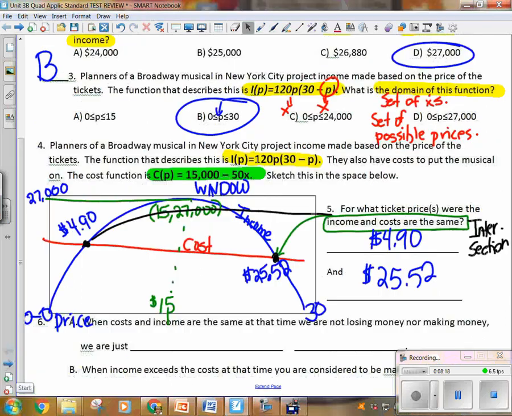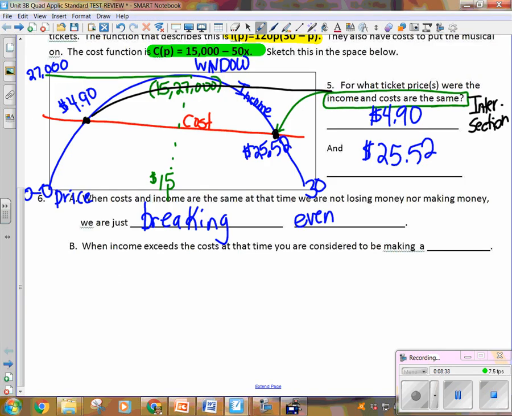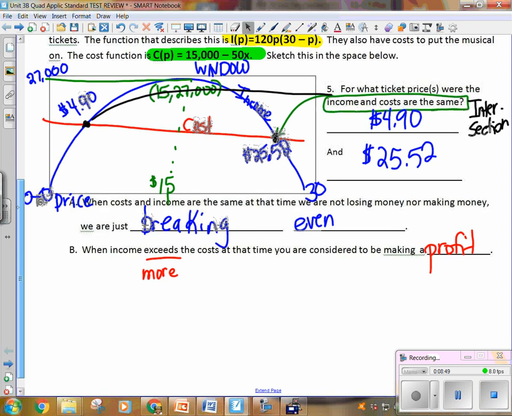We did this over 2 days. When income and cost are the same, we are not losing money nor making money. We are just what? We are just breaking even. So this is a big review. When the income exceeds the cost, and that word exceeds means more. So when income is more than cost, then you are considered to be making a profit. So in the first 6 items, we have actually reviewed everything we did with income and cost.